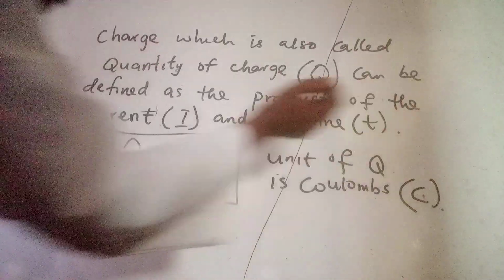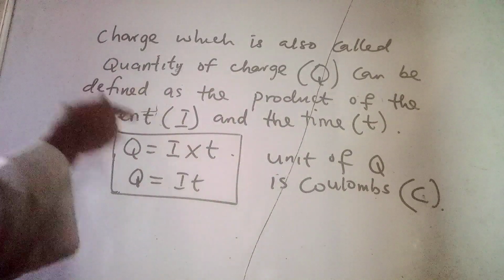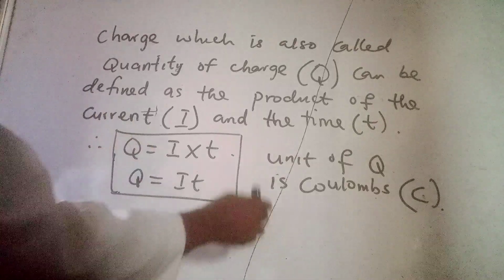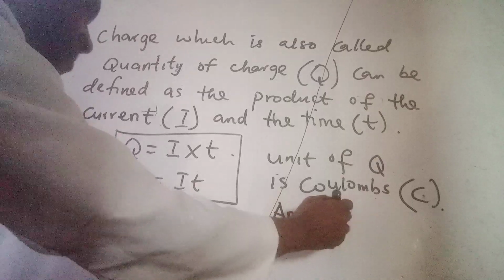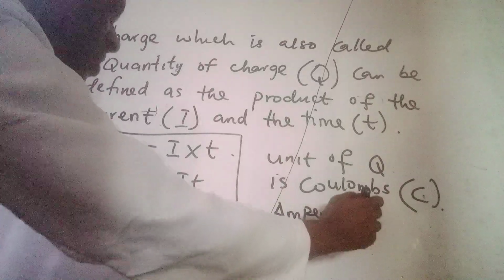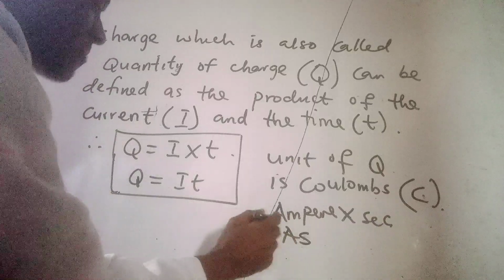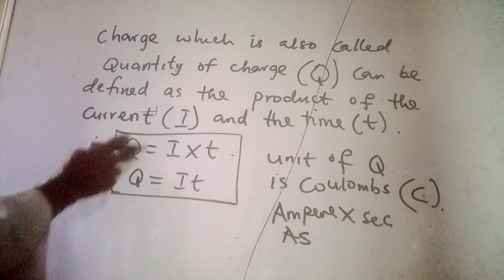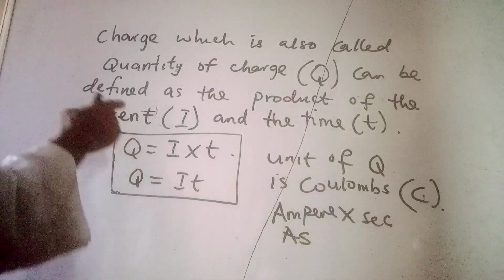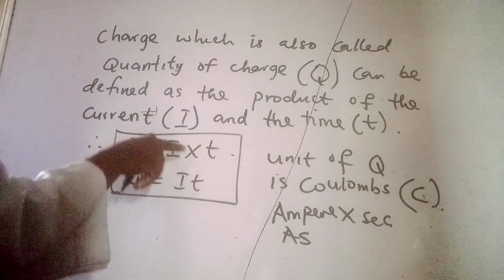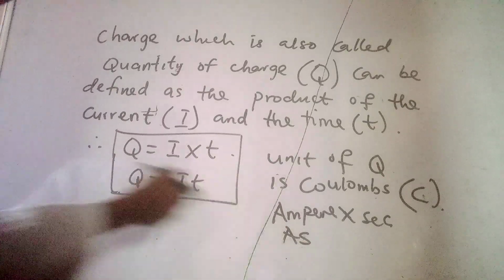With capital letter C. Coulombs. But from this formula, we can infer that the unit of quantity of charge is the same thing as amperes times seconds. That is ampere seconds. Why? Because current is measured in ampere, time is measured in second. So quantity of charge, its unit is the same thing as ampere seconds or seconds ampere, whichever way you want to pronounce it.